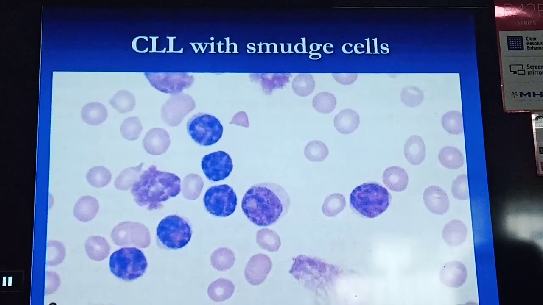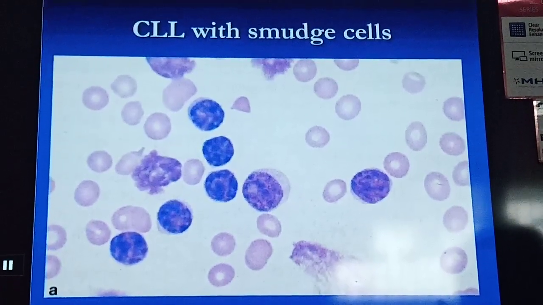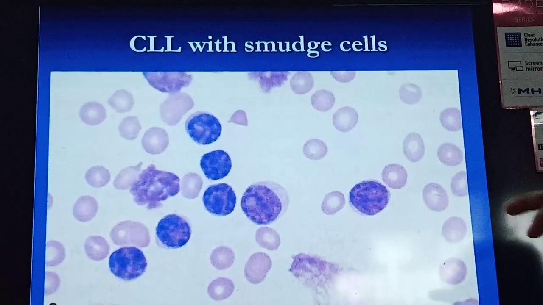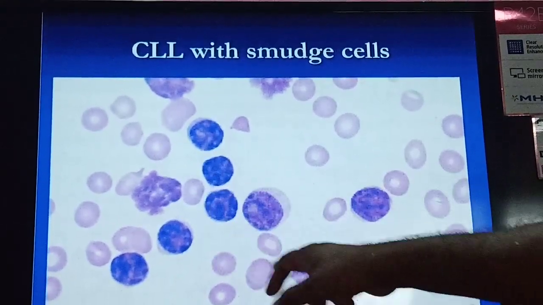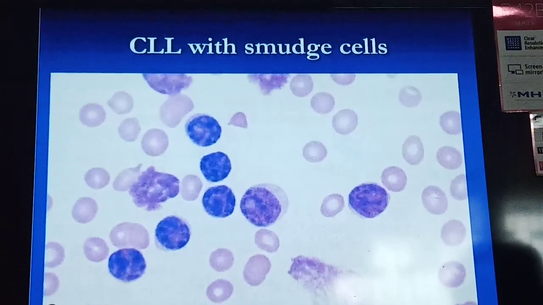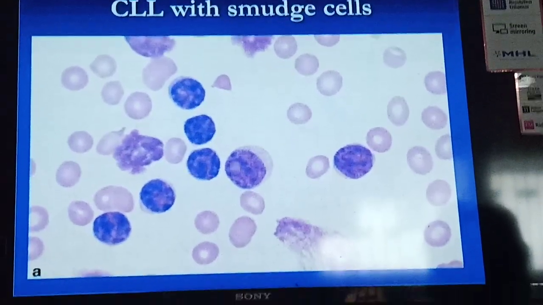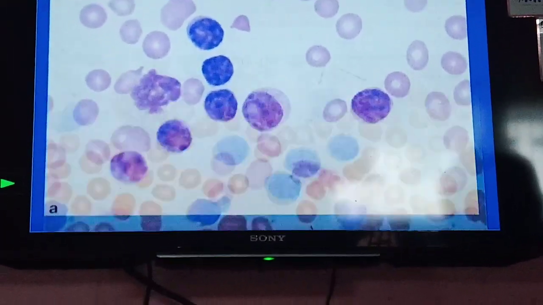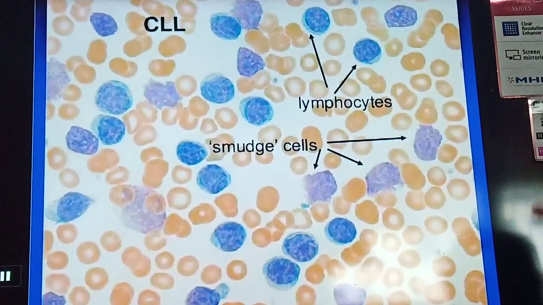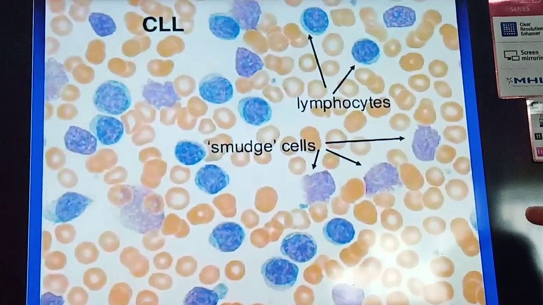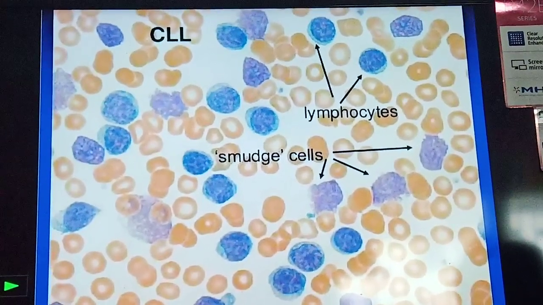So these are the peripheral blood pictures. So this is CLL with the smudge cell. These are the different mature lymphocytes, and these are the smudge cells, the broken cells or lymphocytes. In the same diagram, this peripheral blood picture shows the mature lymphocytes, and smudge cells are the fragile lymphocytes.